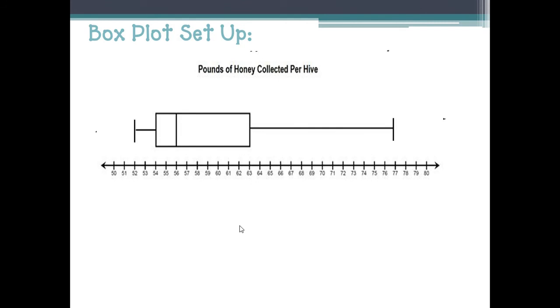Let's go for the maximum value. If you wrote down 77 pounds of honey, you are correct. Now those other two values, the lower quartile, 54 pounds is correct. And now last but not least, what is left to be that upper quartile value? If you said 63, you are correct. Now let's look at how these values are found. Obviously we know how to find medians. Obviously we know how to find the upper and lower extremes or the minimum and maximum values, but let's explore how to find those quartiles.